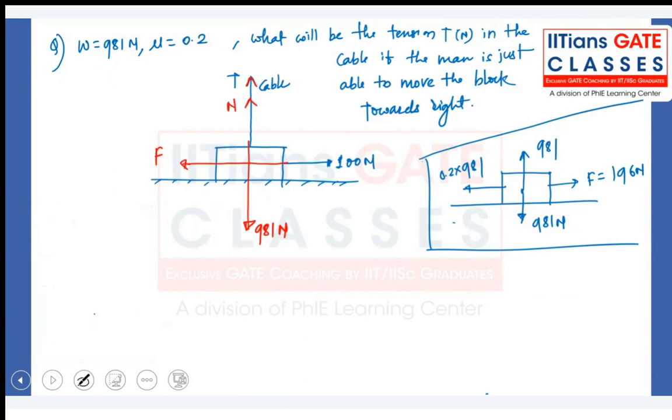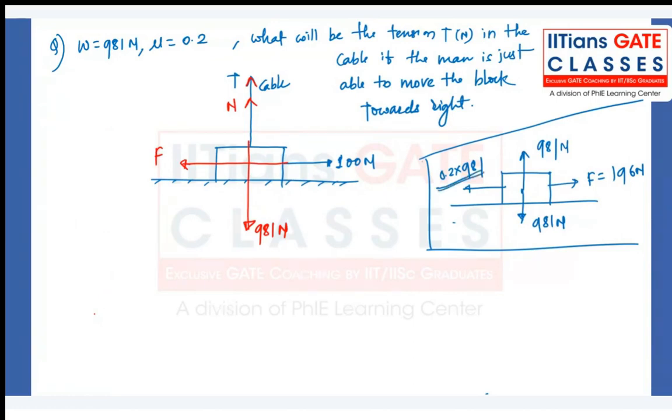Okay, Sham is asking how tension is helping to move right. Sham, if a block is of 981 Newton weight, its normal reaction will also be 981 Newton. Do you agree? So if 981 is the normal reaction, in that case the frictional force will be 0.2 into 981. Is it correct?